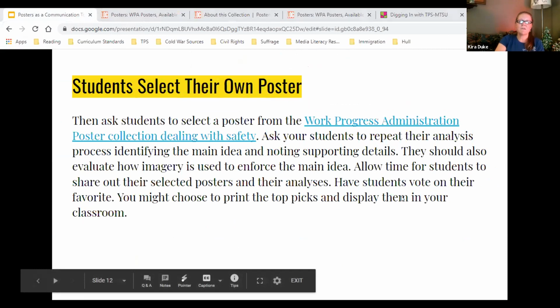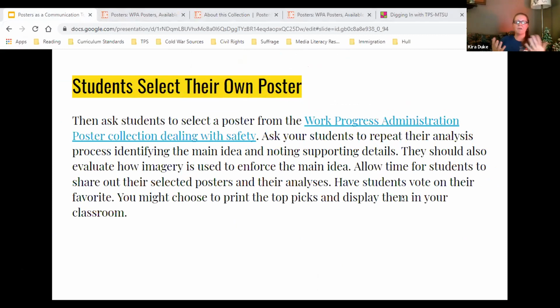So using those posters, you could have students select one of them and get a chance to vote on those. And then you could display them. If you're teaching remotely, working with students who are learning remotely, you could create some sort of online display sharing some of the posters they worked with. Or if you're in the classroom, you could print those out and create a visual display in your classroom.